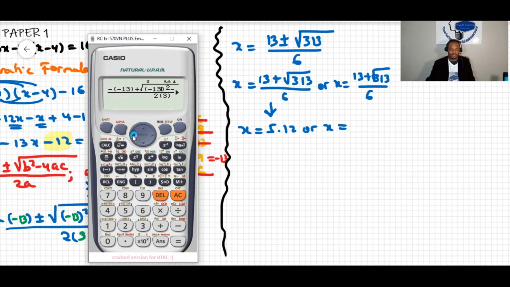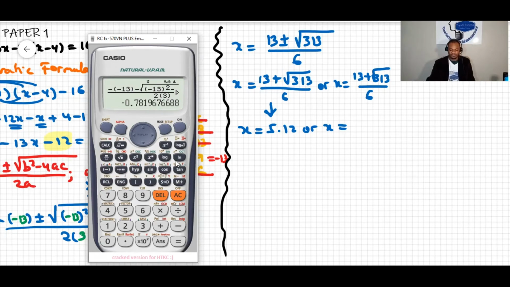Now we're going to work it out also with the negative. So we're going to replace the positive with the negative there, because remember we had plus or minus. If you press equal, we got this, and then if you press SD, we got -0.78.